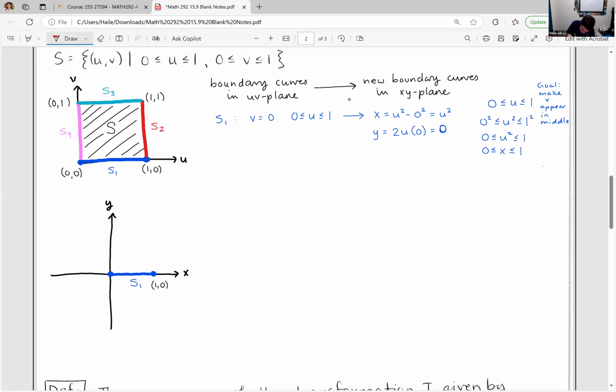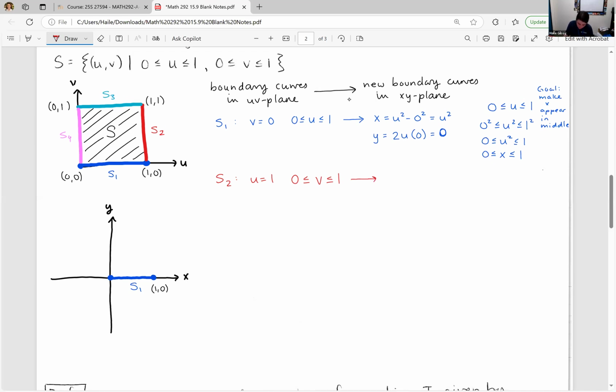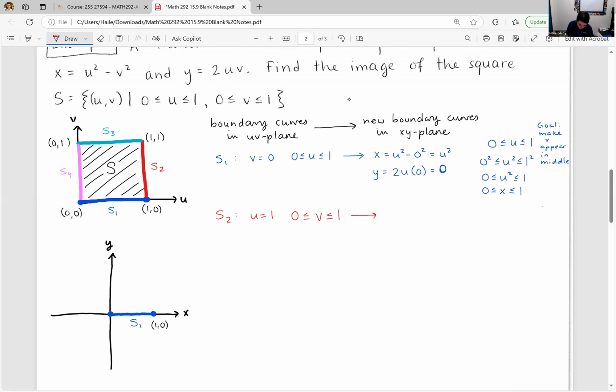S2 is a vertical side where the U coordinate is always 1. So U is equal to 1, and V ranges between 0 and 1, so 0 is less than or equal to V is less than or equal to 1. It's a vertical side at the U coordinate 1. Now if I want to translate this into X and Y, I use those same formulas that I'm given for X and for Y.